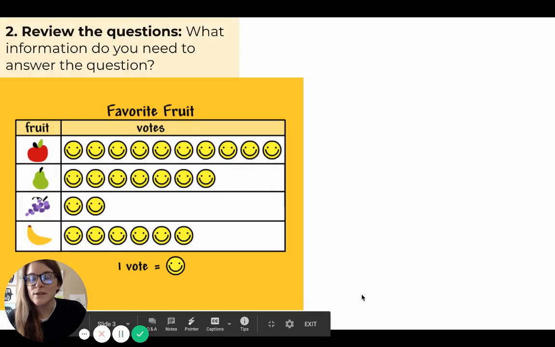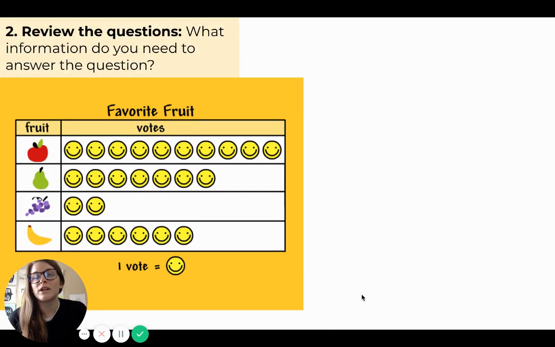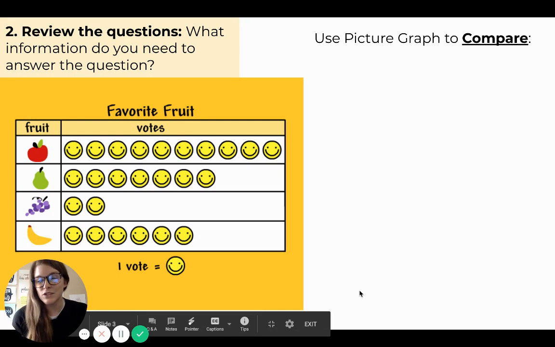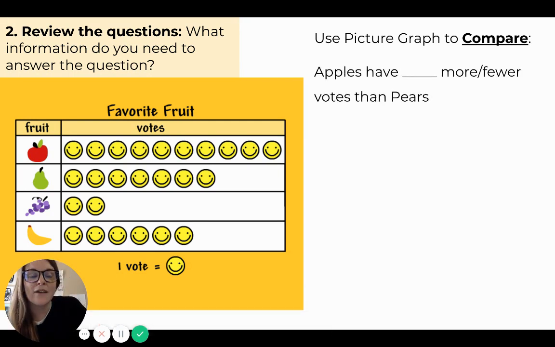All right, now we can move on to step 2, reviewing the questions and asking ourselves, what information do I need to answer this question? Let's start with some comparison problems. Apples have blank more or fewer votes than pears. All right, so to answer this problem, I know I'm going to need to look at the apples and I'm going to need to look at the pears because those are the two categories that I'm comparing.